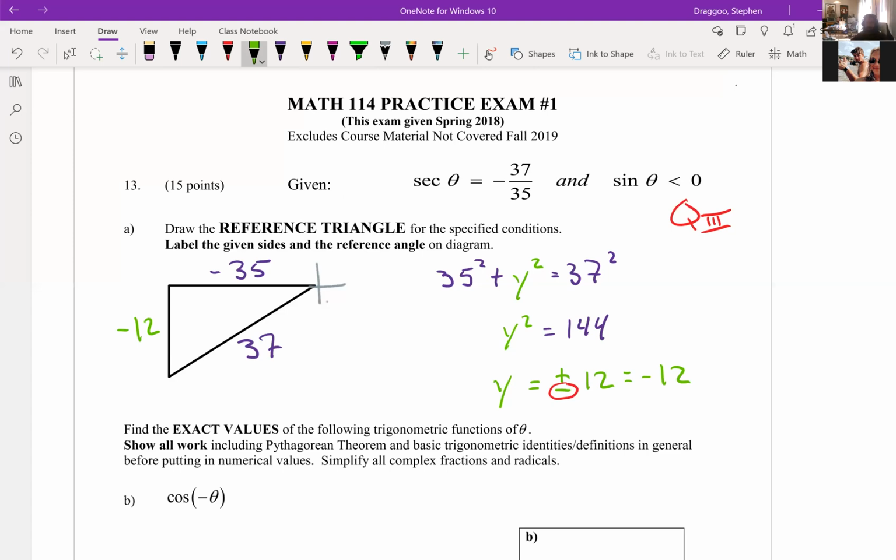So yeah, our adjacent side is negative, our opposite side is negative, but the hypotenuse is positive. And the hypotenuse is always going to be positive regardless of which quadrant we're in. We'll only look at our two legs, being the opposite and adjacent sides, being positive or negative.